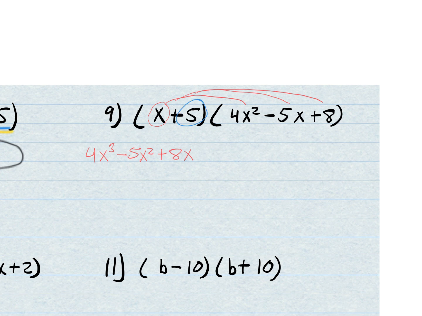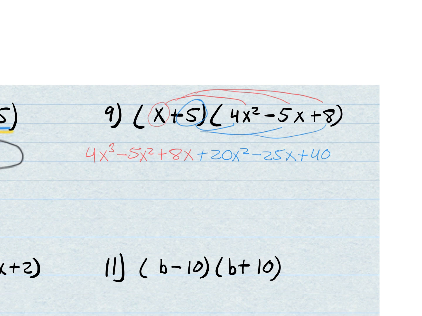Positive 5, we're going to distribute that to each term of our trinomial. 5 times 4x squared is going to get us a plus 20x squared. 5 times negative 5x is going to get us a negative 25x. And then 5 times 8 is going to get us a plus 40.